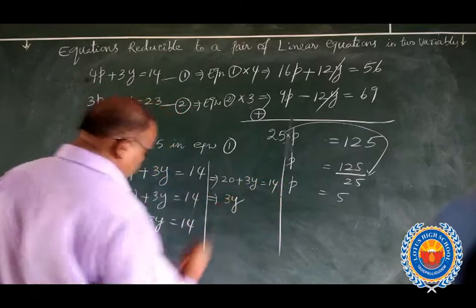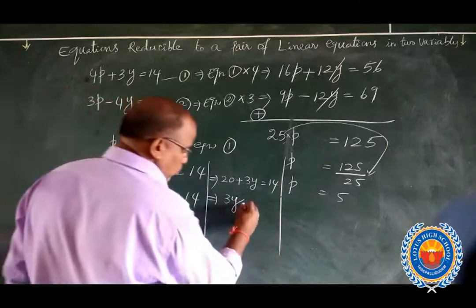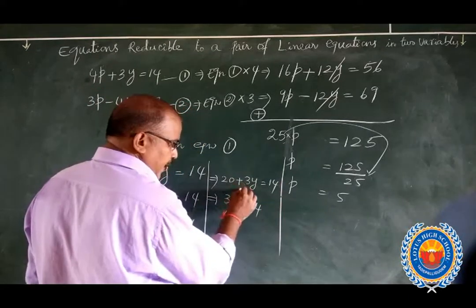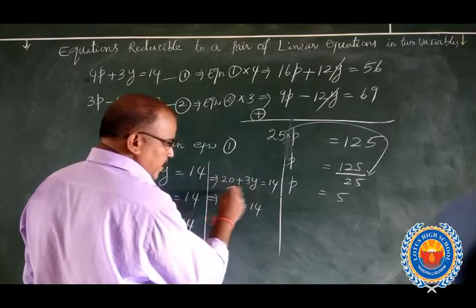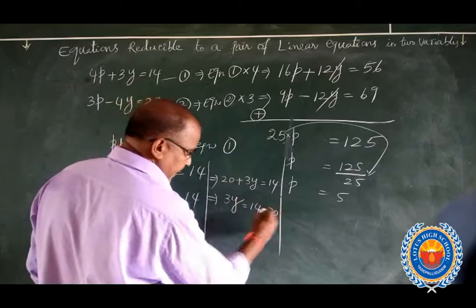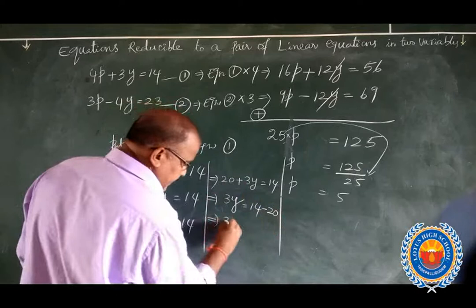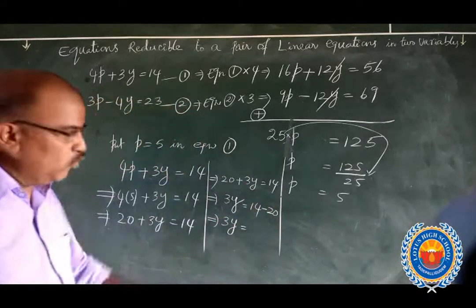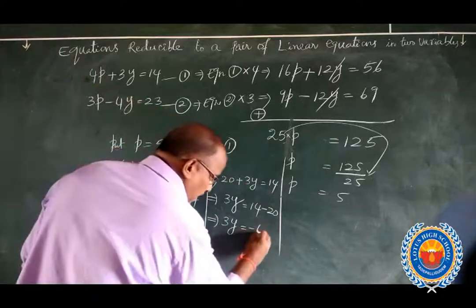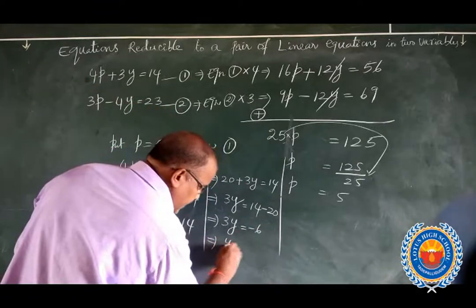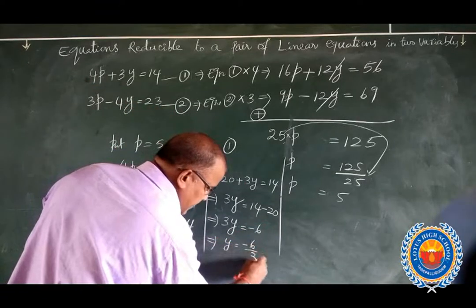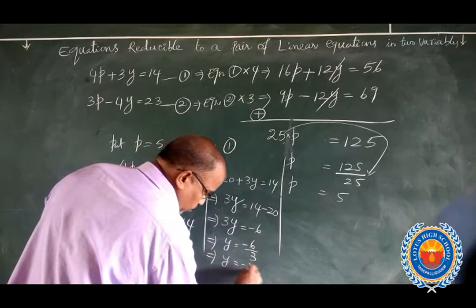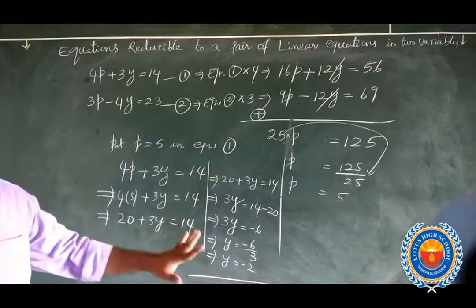3y is equal to 14, this is nothing but 3y plus 20. That's why minus 20. 3y is equal to 14 minus 20. 14 minus 20 is equal to minus 6. So y is equal to minus 6 by 3. That implies y is equal to minus 2. I got y is equal to minus 2.